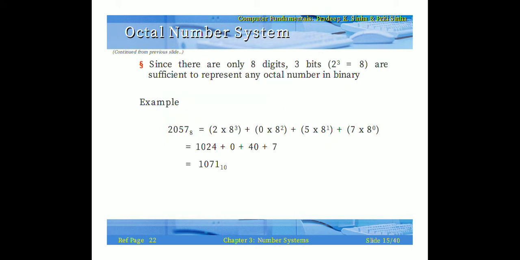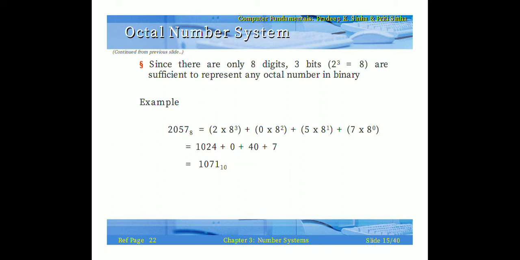Next, since there are only 8 digits, the octal number system is known as octal. 8 digits means 0 to 7, and 2 raised to 3 is equal to 8. Next, 2057 octal. You should not pronounce this as two thousand fifty-seven. 2057 in octal is equal to 1071 in decimal.